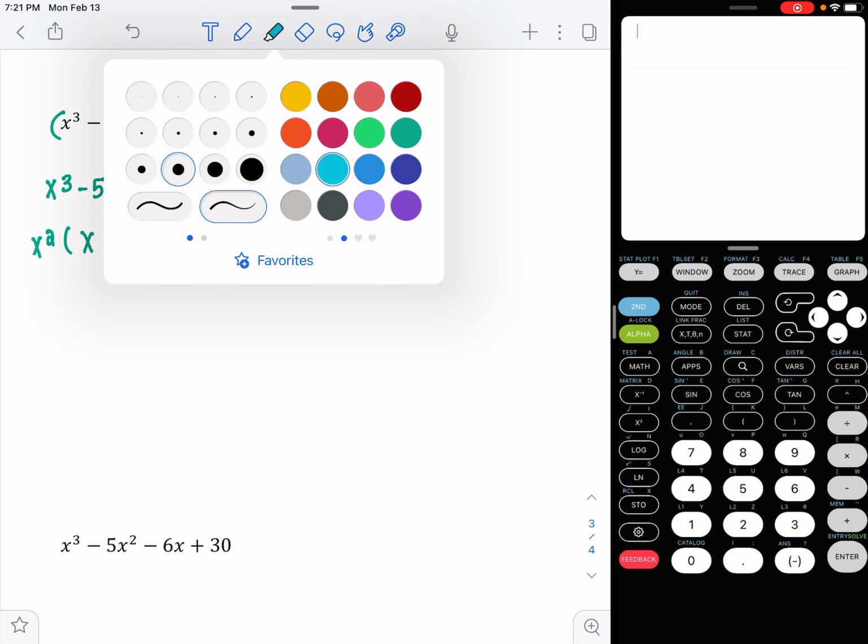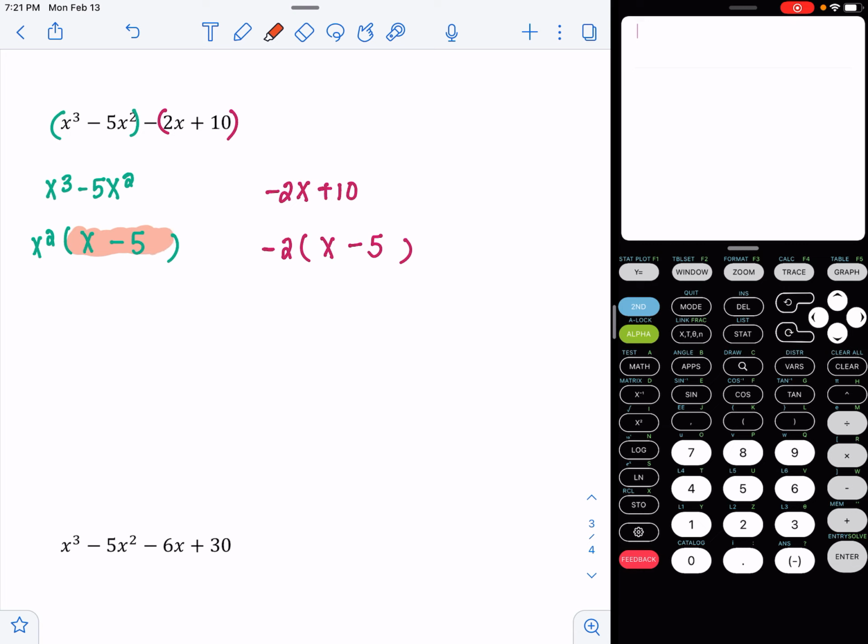Again, let's do that check. I know we're in a good spot because inside our parentheses are the same. So that becomes one of my factors, x minus 5. Your other factor, once again, is everything that was left over, x squared minus 2.